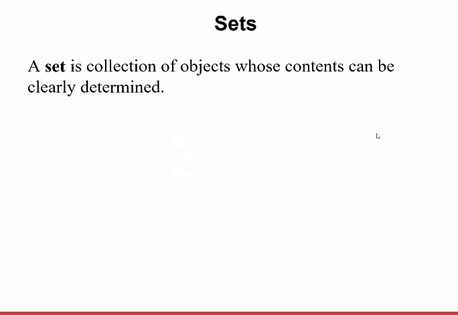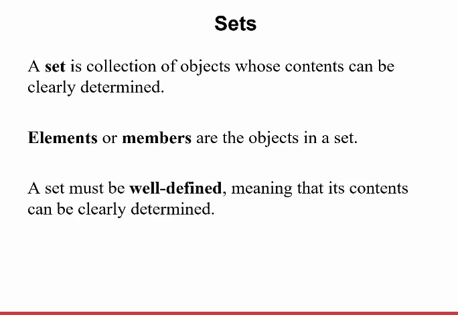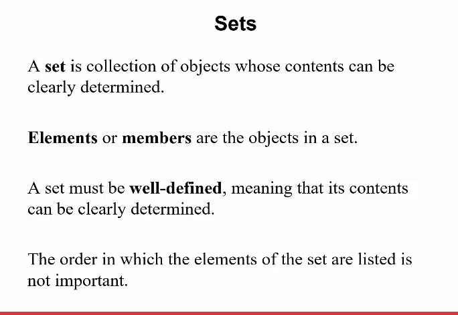Okay, so first off, what the heck is a set? A set is a collection of objects whose contents can be clearly determined. So like a group or grouping of things, right? A collection or group of objects. Elements or members are the objects in a set. A set must be well defined, meaning that its contents can be clearly determined.